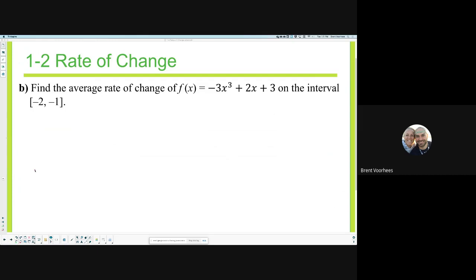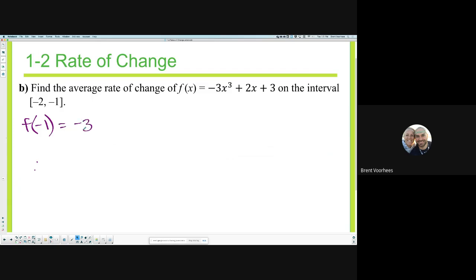All right, so remember our formula? What was our formula? What's the simplified version? Change of y divided by change of x. Okay, so what I'm going to first do is find f of what value? F of a? B. So let's find f of negative 1 first. How would I find f of negative 1?